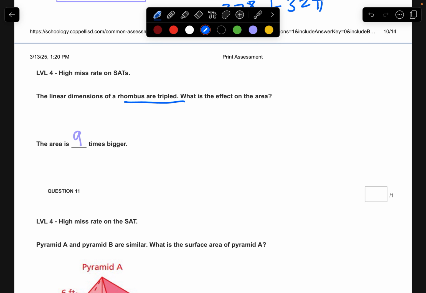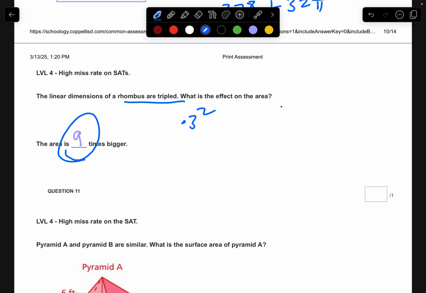Linear dimensions of a rhombus are tripled. That's every dimension of the rhombus are tripled. That means D1 is tripled, D2 is tripled, everything is tripled. That means it's going to be times 3 squared. Remember, if all the dimensions are changed the same way, we square that number.